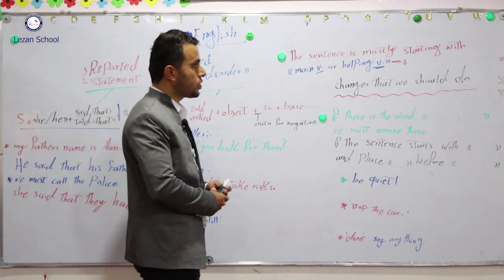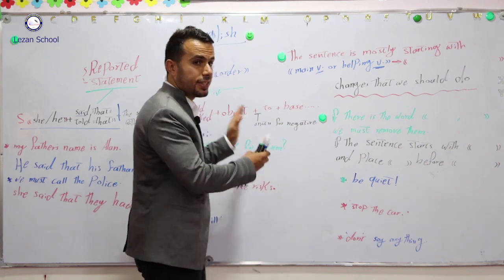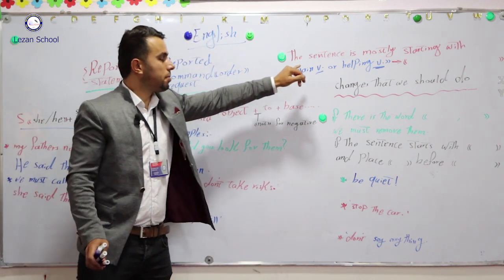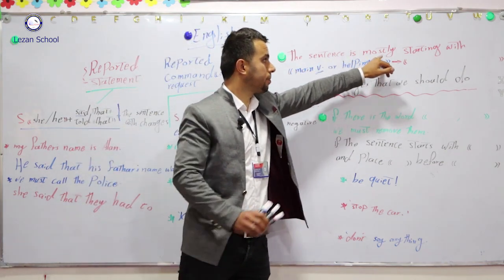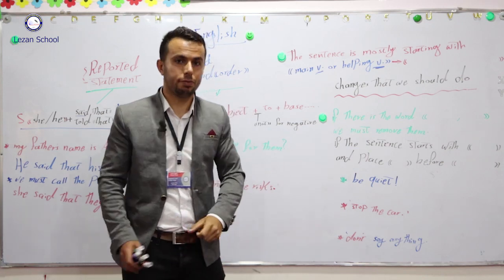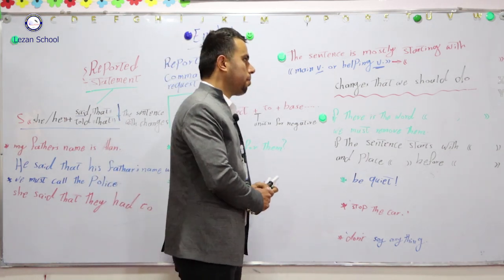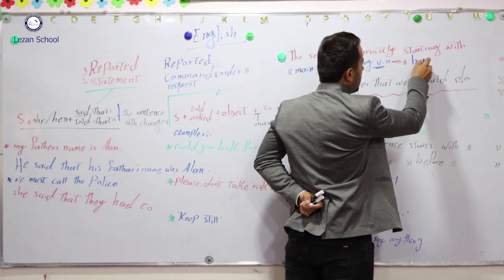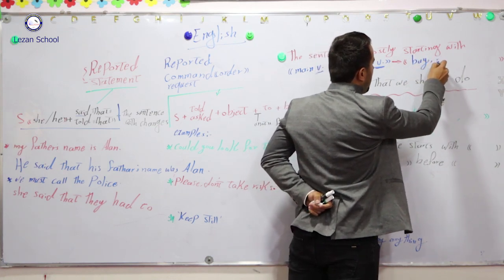Okay? So how do we recognize this type of sentences? Mostly starting with a main verb and helping verb. What are main verbs? For example, buy, stop.